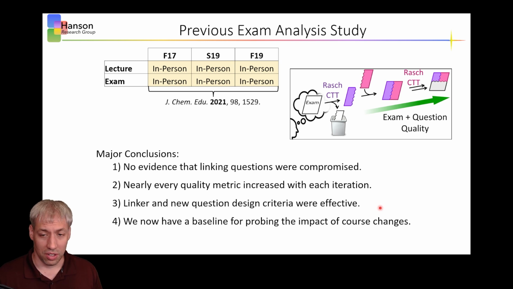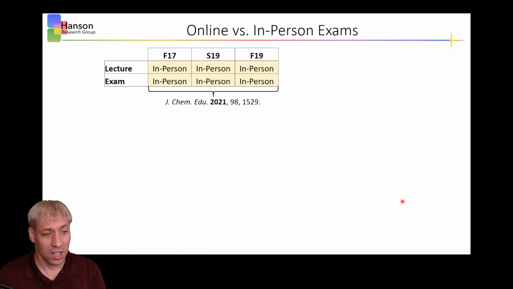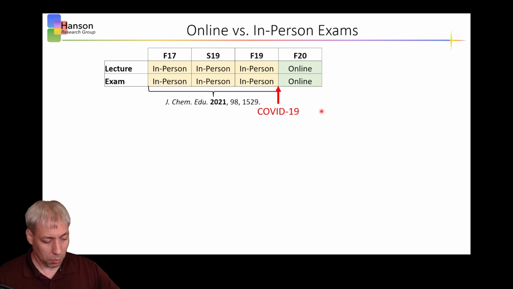So the linker and new question design strategies were effective, but equally important is that we have a baseline of performance that we can compare against future courses, which, in spring of 2020, turned out to be a very important thing because that's when COVID hit. We were all met with this transition from in-person to online classes. Nobody expected it. I ended up teaching this General Chemistry 2 class again in the fall of 2020.